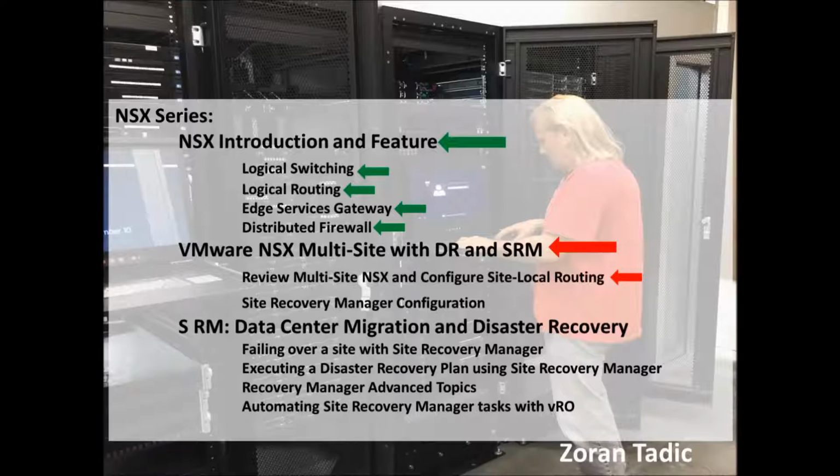SRM can perform network mapping and remapping between the primary and secondary location so that the recovered virtual machine can be reconnected to the appropriate network. Those networks can be VLAN-backed, distributed virtual port groups, or NSX logical switches.